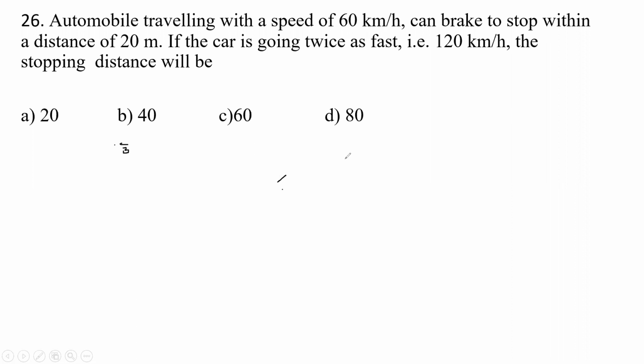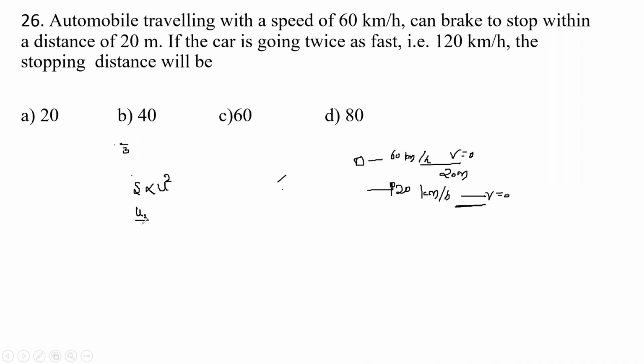So here the car is moving with a speed of 60 km per hour and it will stop, and in this it will cover a distance of 20 meter. Now the speed becomes double, in the sense it becomes 120 km per hour. Again it will stop, but how much distance it will travel, that we need to calculate. In the last video we have solved one sum, same as this. There we came across the relation between distance covered and the initial velocity u. That is, s is proportional to u square.